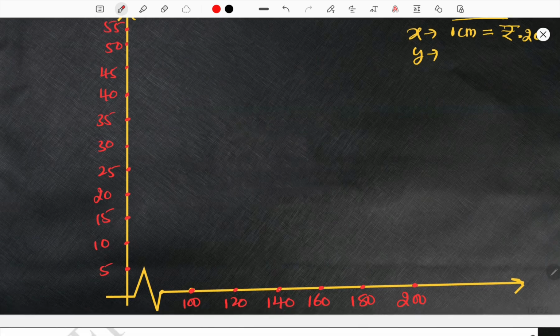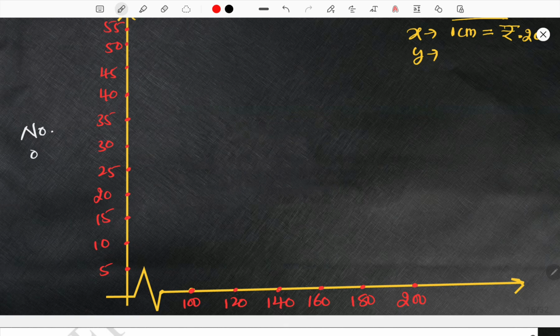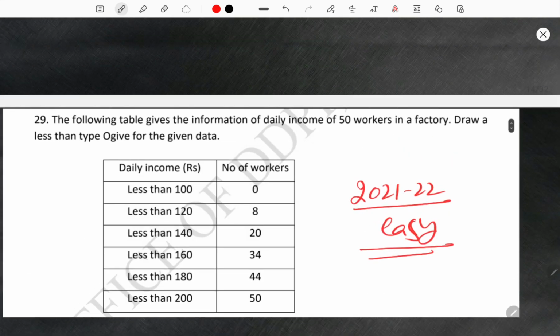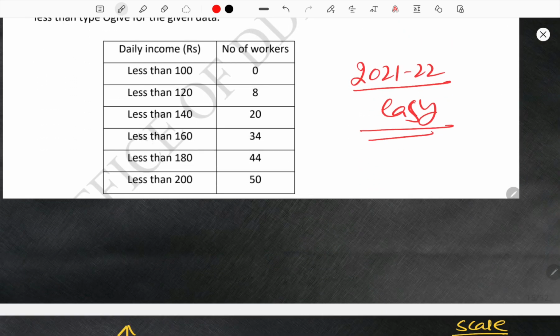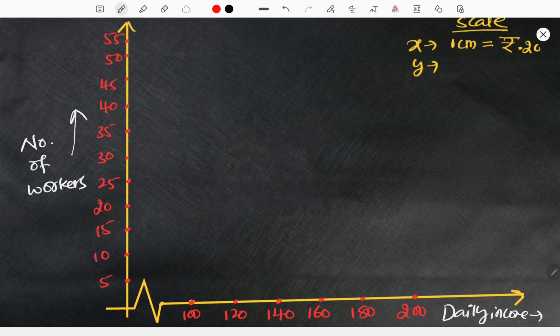This is very important, and write the things here. So what are you mentioning here? Number of workers. Here you are mentioning number of workers. And what are you mentioning on the x-axis? Look at this, daily income. So you mention here on the x-axis, this is daily income. These things are very important. You have to mention all this, then only you will get the full marks, otherwise you won't.